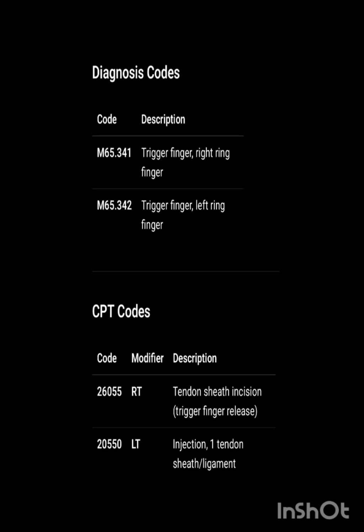And here are our codes: M65.341 for the right side, the one at the end shows the right side, and M65.342 is for left side trigger finger. And the surgery done on the right was trigger finger release. That incision was given on the tendon sheath. That is where 26055 with modifier RT, and 20550 LT on the left side, because on the left side only an injection was given.